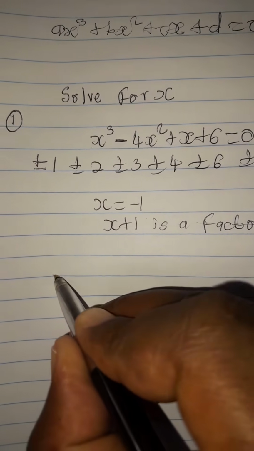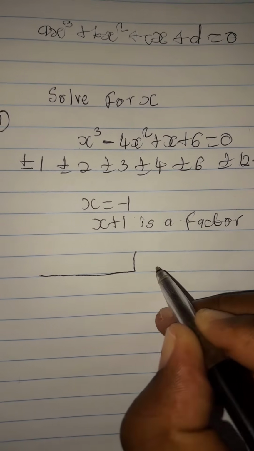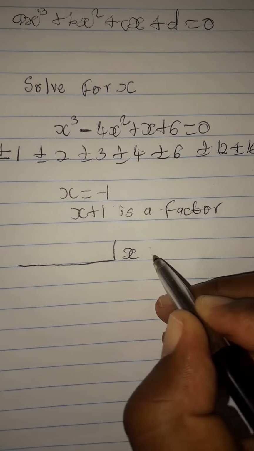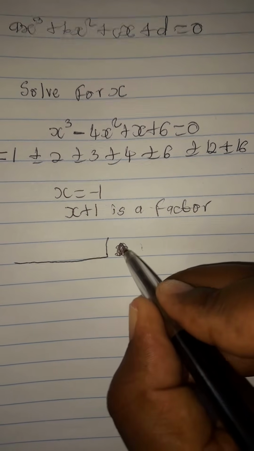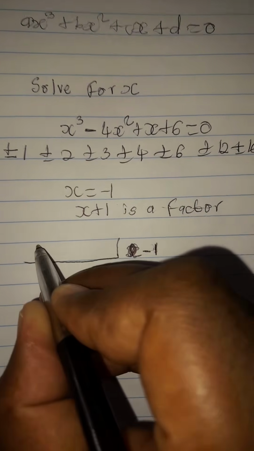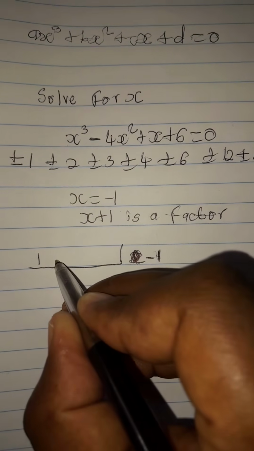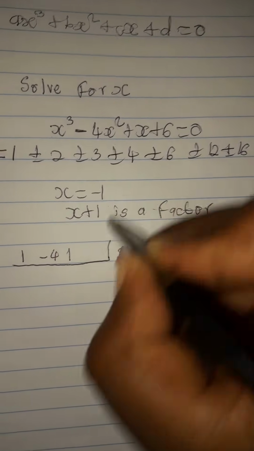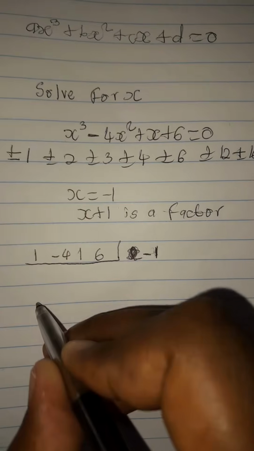So when using synthetic division, we are going to use a backward L. This is where you will place your factor, or should I say your divisor. Here we are going to place negative 1. Sorry for putting x plus 1. You will take the coefficients of the original equation. Coefficient of x cubed is 1. Coefficient of x squared is negative 4. Coefficient of x is 1. And the constant is 6.